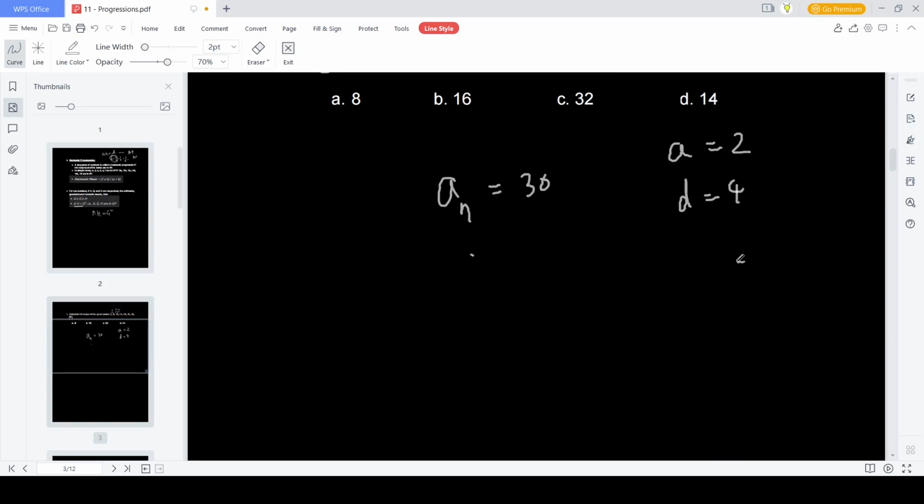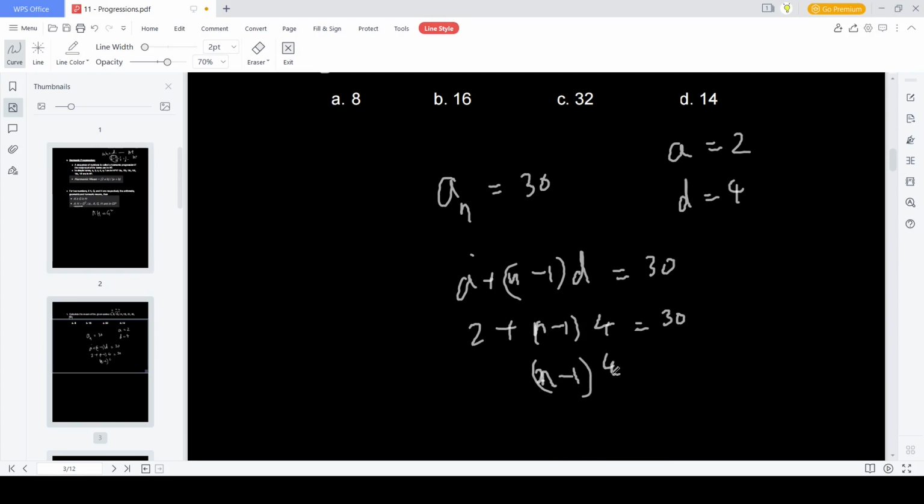So here we can write the formula a plus (n minus 1) times d is equal to 30. Substituting, you get 2 plus (n minus 1) times 4 is equal to 30. So (n minus 1) times 4 is equal to 28. So n minus 1 equals 7, so n equals 8. So 8 terms are there.